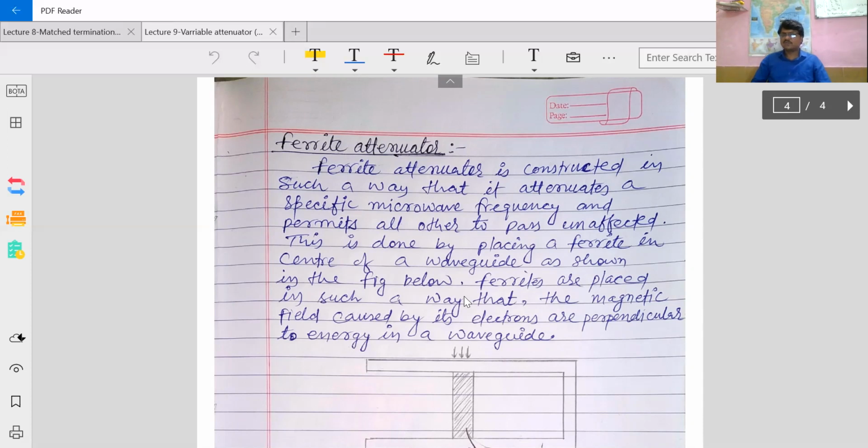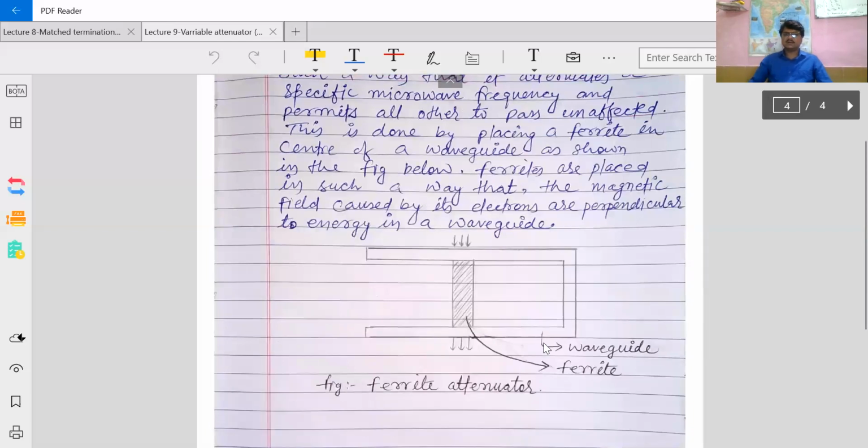Okay, so this is the ferrite attenuator, where we need to stop certain frequencies from reaching any device where we use this ferrite attenuator. This is done by placing a ferrite in the center of the waveguide as shown in the figure below. Ferrites are placed in such a way that the magnetic field caused by its electrons is perpendicular to the energy in the wave.